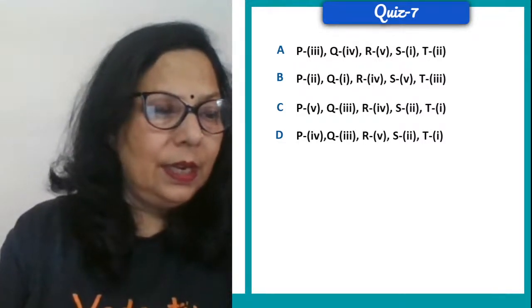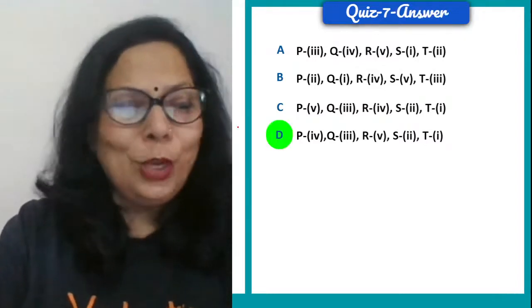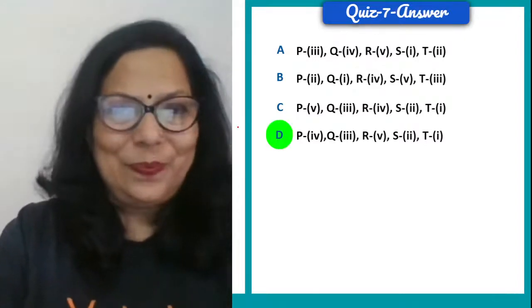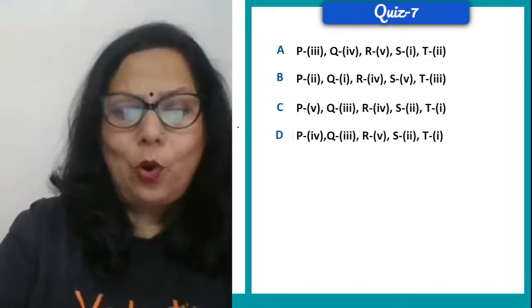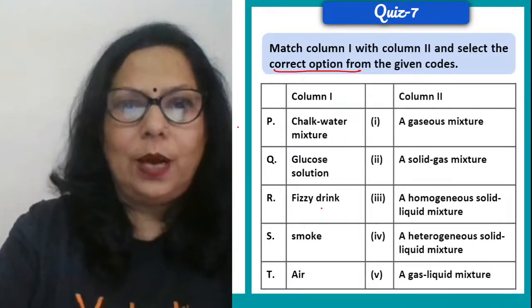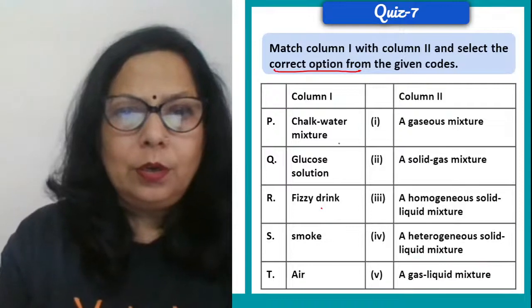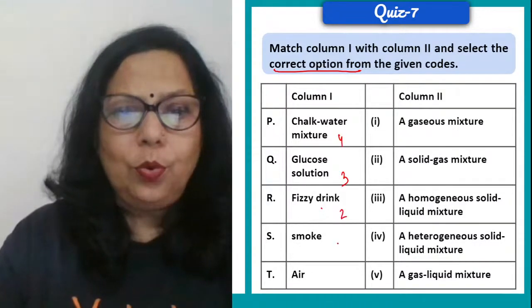Mayank says D. Oh, yes. Answer is D. 4, 3, 2, and 1. Romit, you are right. 4, 3, 2, and 1.